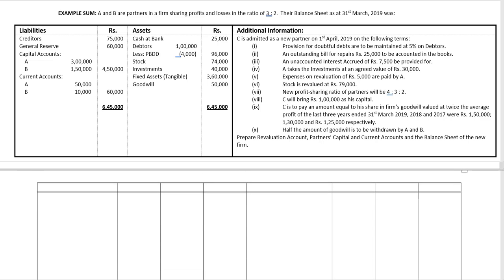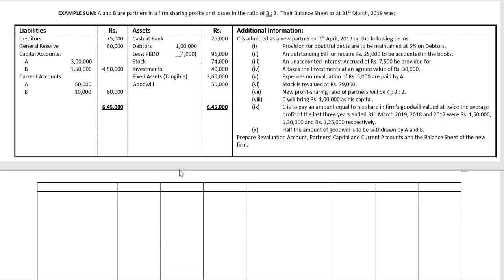Next, let's go and prepare the partners' current accounts. Left side debit side and right side credit side. We have particulars, partner A, partner B and partner C. And again on the credit side, particulars, partner A, partner B and partner C.